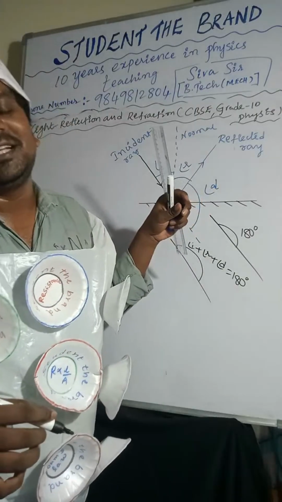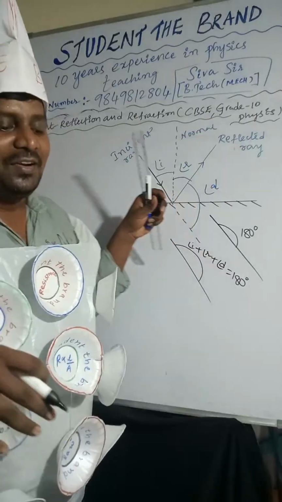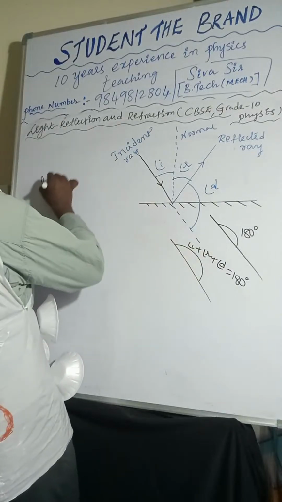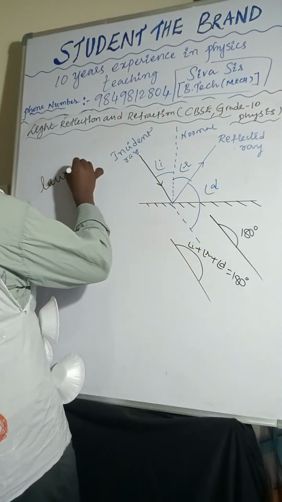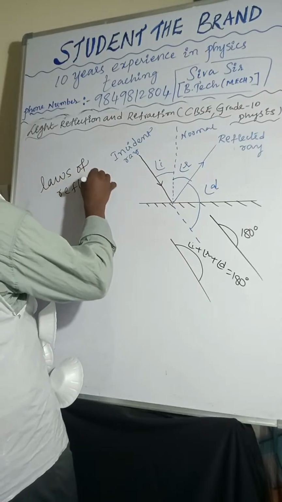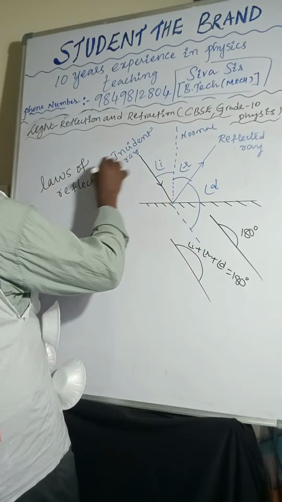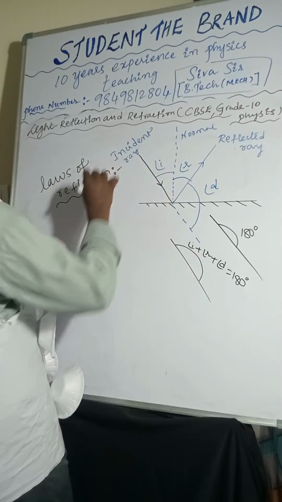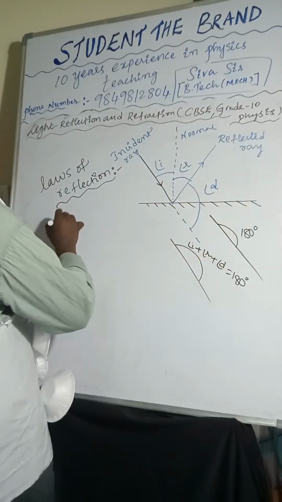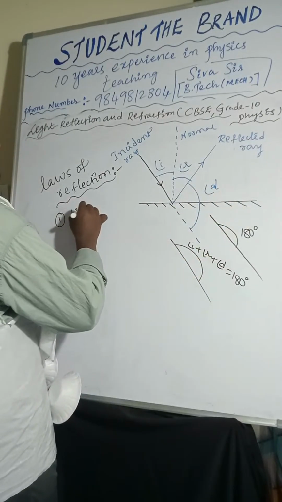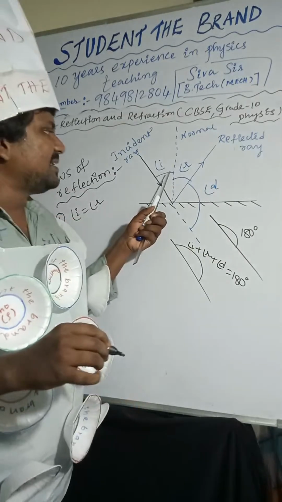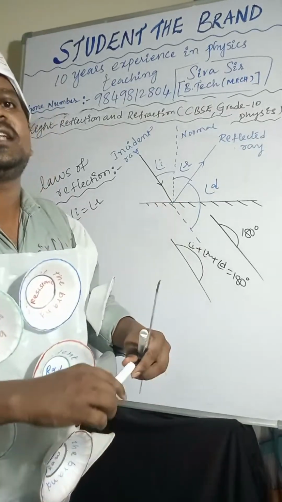Thank you so much. So here you can consider the laws of reflection. First one, angle of incidence equal to angle of reflection. Second one, the incident ray, reflected ray, and normal line lie on the same plane.